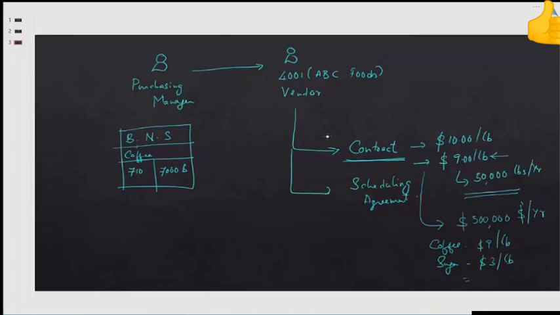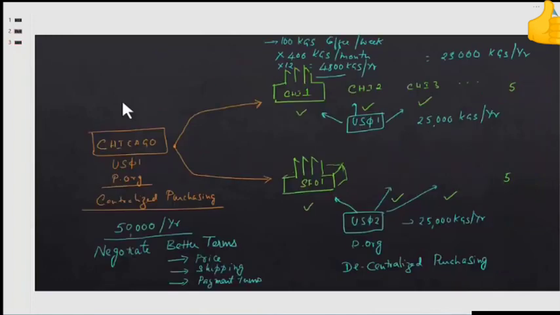So these are the two major types of contracts that vendors and companies get into. This kind of contract is called a quantity contract, and this is called a value contract. So two types of contracts: quantity contract, value contract. So let's quickly go through what we have learned here.